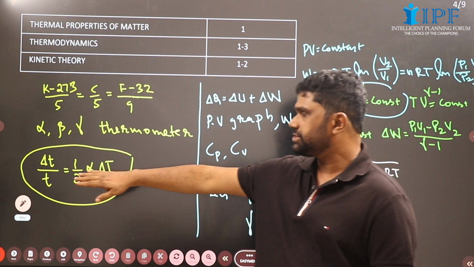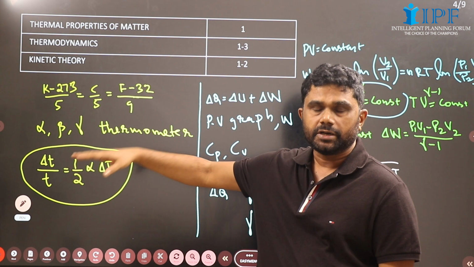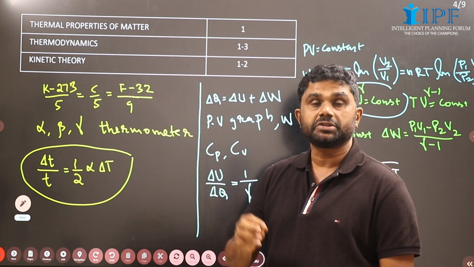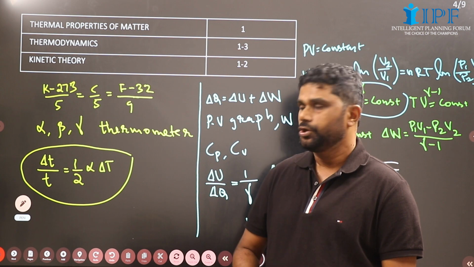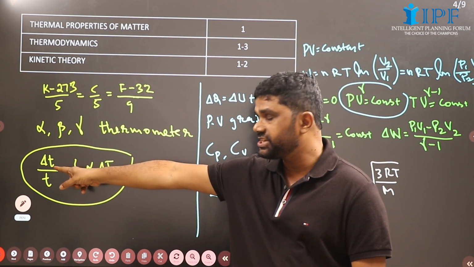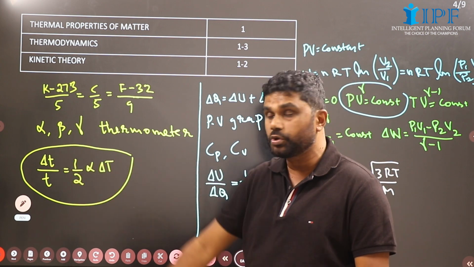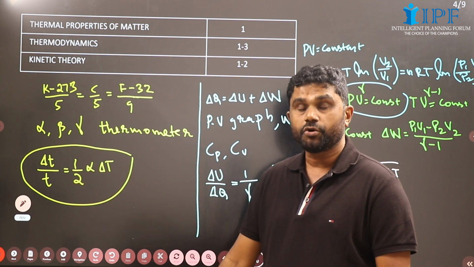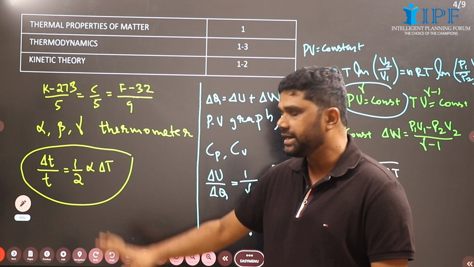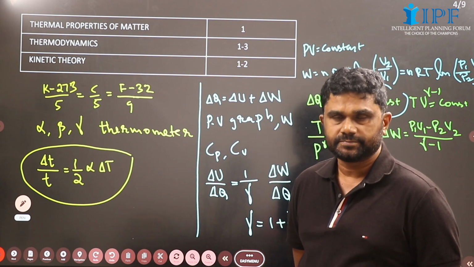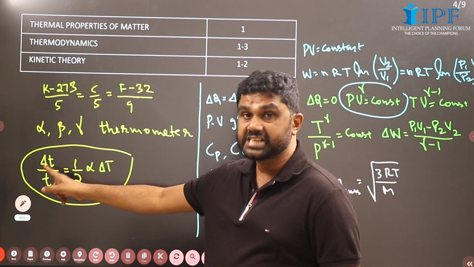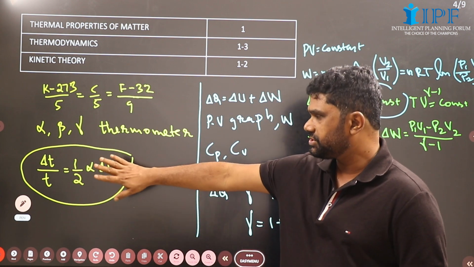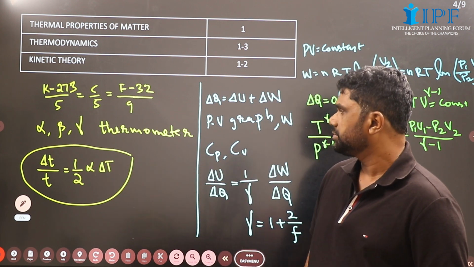See, during summer the pendulum will undergo expansion, so there will be some loss of time. This delta t is the change in the time period and t is the original time period, and this is equal to half into alpha, the coefficient of linear expansion, into delta T, the change in temperature. Small t represents time here and capital T represents temperature. This formula is very important.